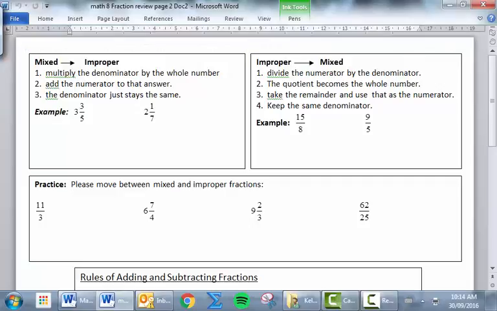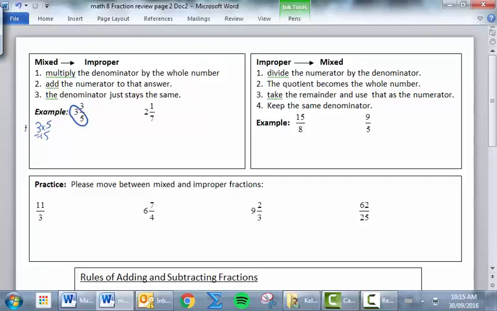So often in high school, we don't use mixed fractions. Almost always, right, we want our fractions as an improper fraction. It's important to know how to go between them. So the first step is to multiply the denominator by the whole number. So my first step, I know that 3 times 5 is 15.